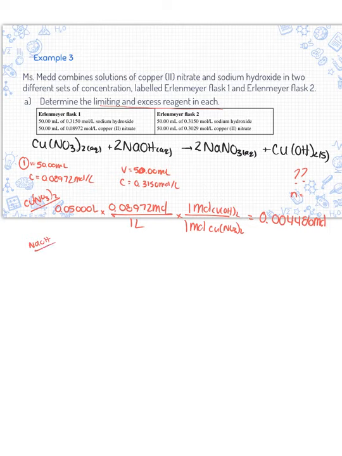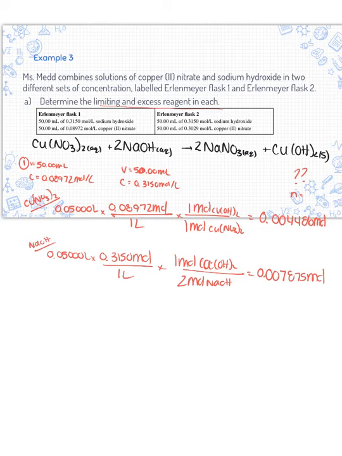We're going to do the exact same thing for sodium hydroxide. I'm just going to pause the video and do it. Okay, we can see that we get 0.007875 moles of product when all the moles in our 50 mL of 0.3150 moles per liter solution of NaOH react. So in flask 1, we can find that copper nitrate was our limiting reagent. So NaOH was in excess.